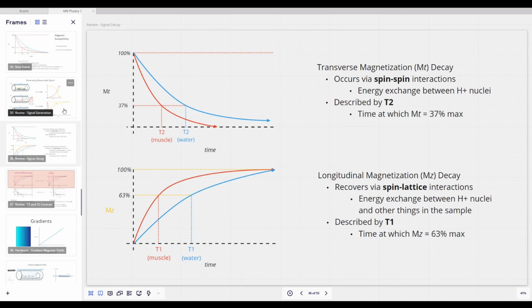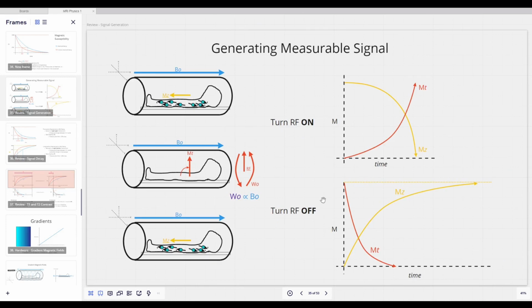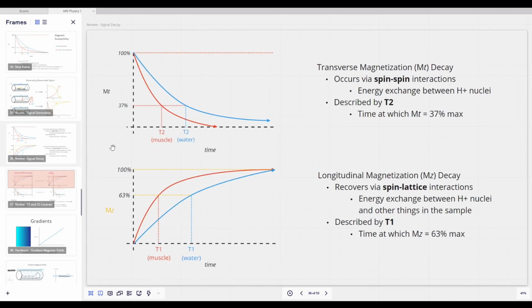So what we're doing right here by turning the RF pulse off is we're watching to see how quickly different tissues recover. Different tissues will return to that baseline state at different rates, both in their transverse vector and their longitudinal vector. And if we look at the difference between the rate at which they return to their original resting state, that difference is our contrast. Okay, so this is again what we talked about last week.